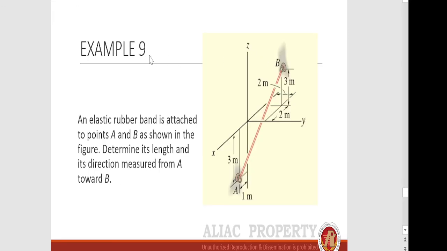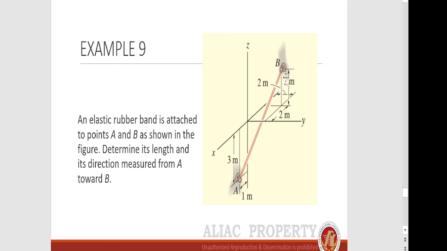So for that, we have example number 9. Example number 9 is asking: an elastic rubber band is attached to points A and B as shown in the figure. A is the point which is 3 meters below the x-axis, and from the z-axis it is 1. So the coordinate is 3, 0, 1. Determine its length and its direction measured from A towards B.